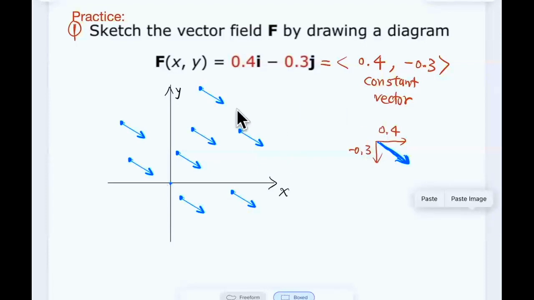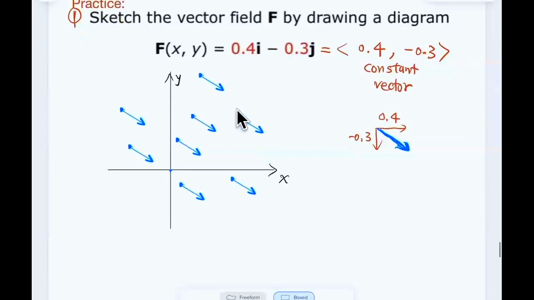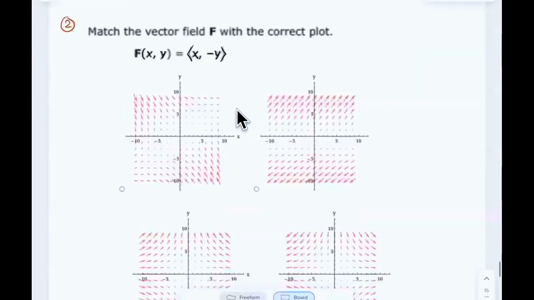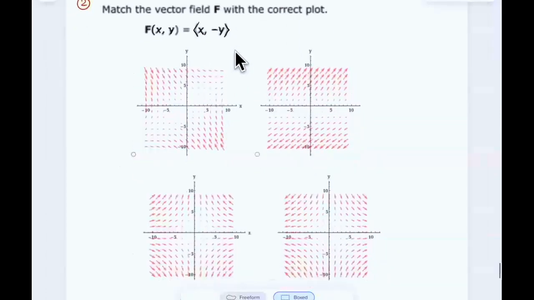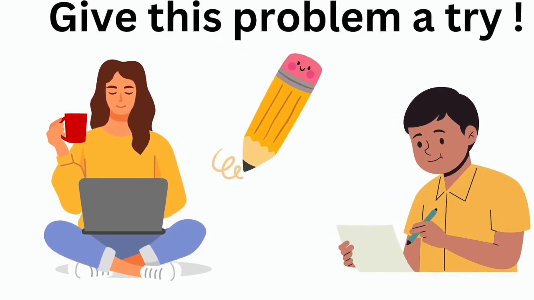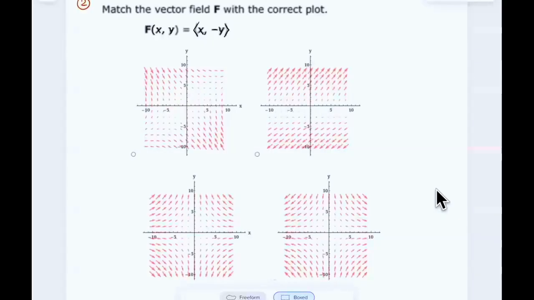Now I'll try another one. The next one over here: can you match this vector field with the correct plot? It's multiple choice. Which one do you think it is, and can you give a reason? You say D? Andrew, yes. Can you give me some reason? When you look at the first one, where it's all positive, that's the only one that's pointing down to the right. Yeah, you're right. Very good.